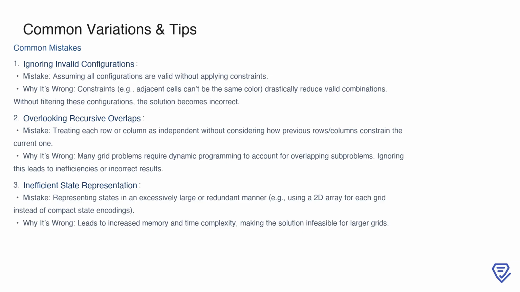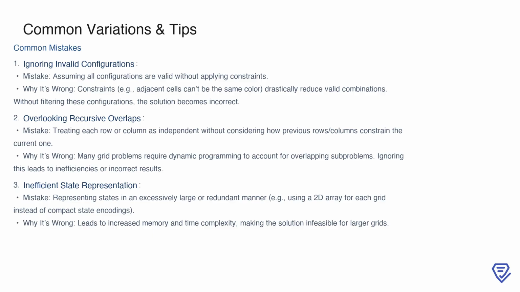First, assuming all configurations are valid can lead to inaccurate solutions. Remember, constraints like ensuring adjacent cells don't share the same color drastically reduce the number of valid combinations, so it's essential to filter out configurations that break these rules.